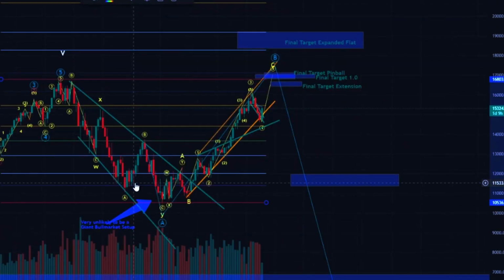However, there is an alternative possibility if this B wave becomes an expanded flat, meaning that it breaks the high of the A wave. And that is that the B wave could end in the 123.6 to 138.2 retracement of the A wave. And that would give a final target of 19,000 on the NASDAQ, which would be insane, but it's not outside of the realm of possibility.